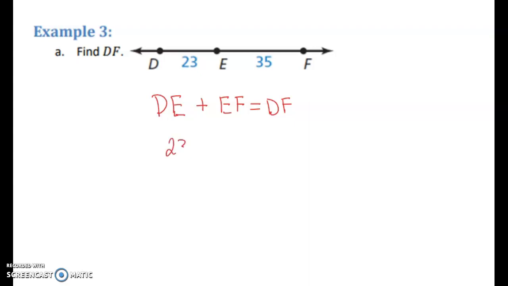So DE is 23, EF is 35, and so if we add those, 23 plus 35 is going to be 58, and that's what DF equals. And when we're using equals, we don't use this line segment symbol. You don't actually use that when you're doing equals. Use that with congruent, so we're going to leave it off.